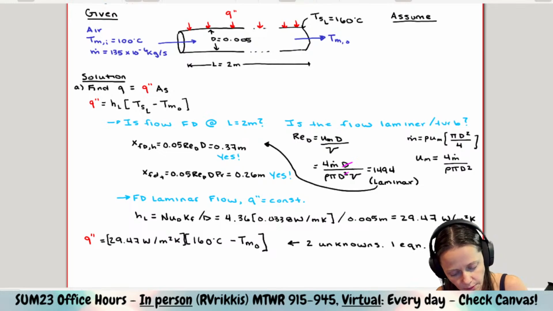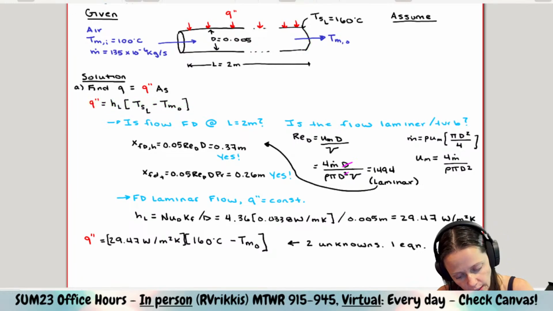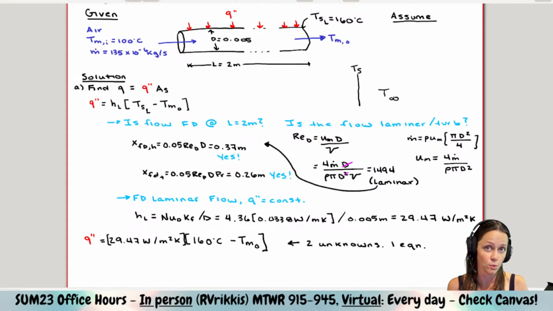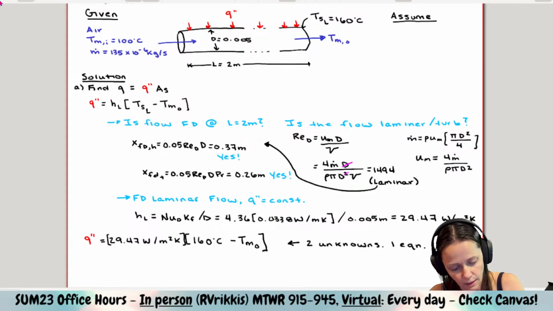So this rate right here is just Newton's law of cooling applied, right? Just like we did with a wall: here's the surface temperature of the wall, here's T infinity. Well, we don't have a T infinity, but we have the T mean at the outlet, and our surface temperature is the surface temperature at X equals L. So it's just Newton's law of cooling applied to a particular location.